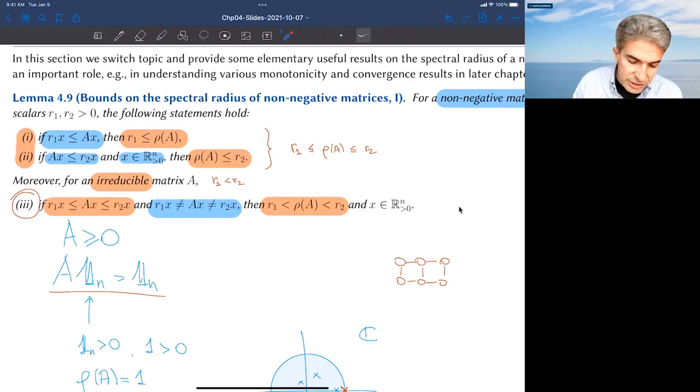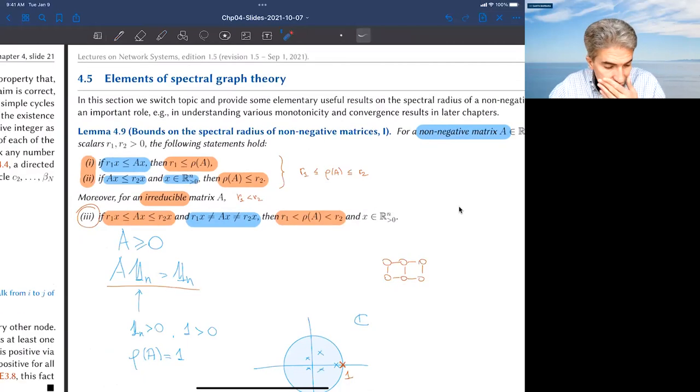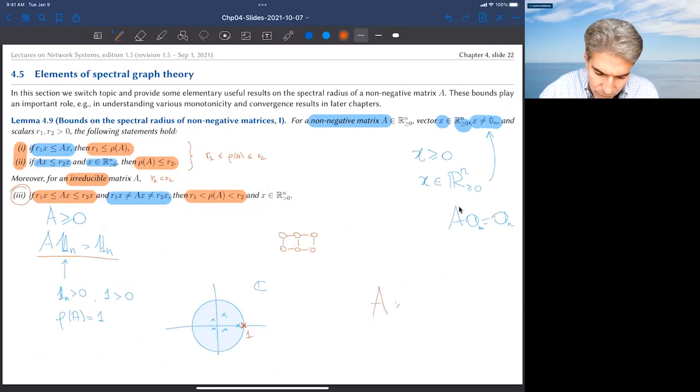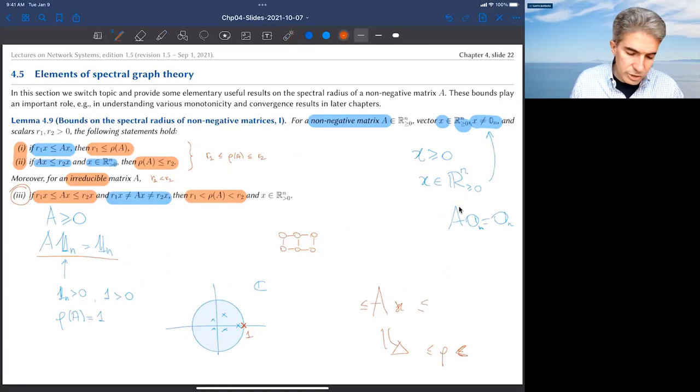So what I'm trying to say is that essentially the key assumption is that under the same two upper and lower bounds as in 1 and 2, if the matrix A is irreducible, then I obtain that the bounds are strict. The bounds are strict. Perfect. So this is a kind of monotonicity slash bounding property. It tells you that if you have a matrix A and you multiply by a vector X, and you know that you can either lower bound it or upper bound it, this is giving you a corresponding upper or lower bound on rho, or maybe strict in some cases.